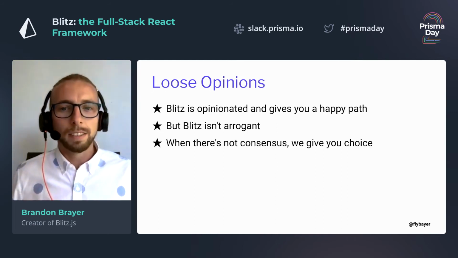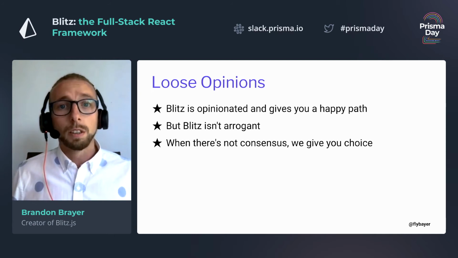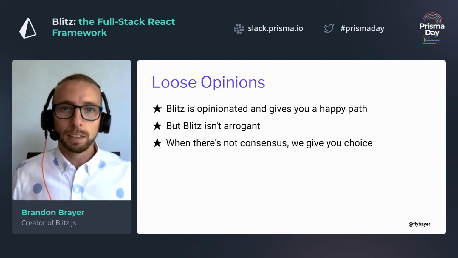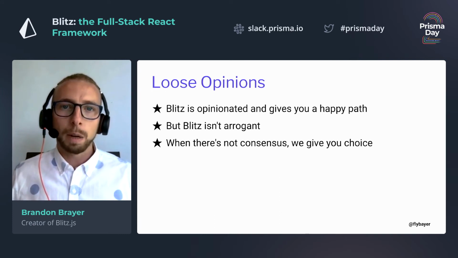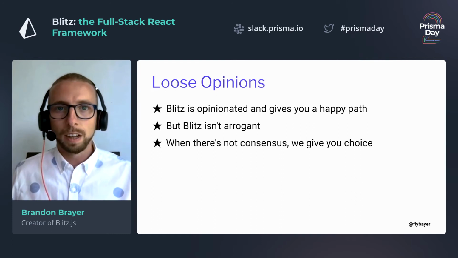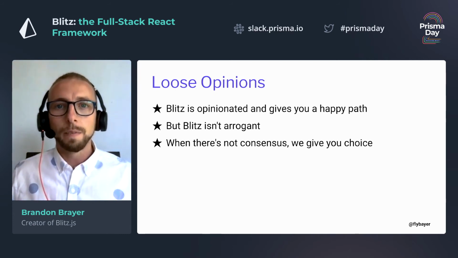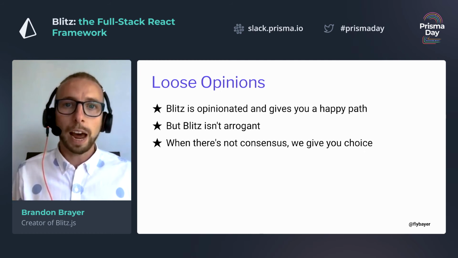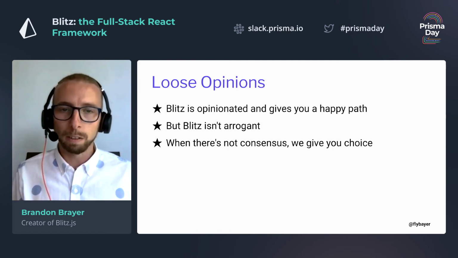And when there's not consensus, we give you a choice. A great example is a styling solution. Nobody in the React community has really agreed on the best styling here. So what we will do is add a prompt when you're setting up a new app, and we'll show you the most popular styling libraries or frameworks, and we'll let you choose which one you want, whether it's styled components or Tailwind CSS, etc. And whichever one you choose, the app will be already set up and configured for that.